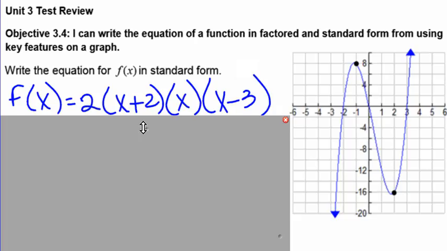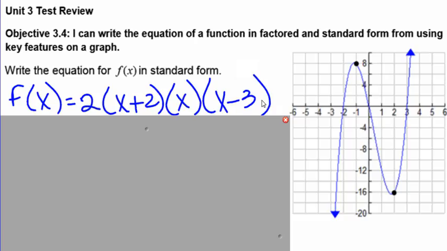So we have our factored form here. In order to put it into standard form, we have to perform the operations that are being done here. So all these are being held together by multiplication. So we're going to multiply out our terms. We're going to combine the like terms and write them in descending exponential order, and we will have our equation for our polynomial graph in standard form.